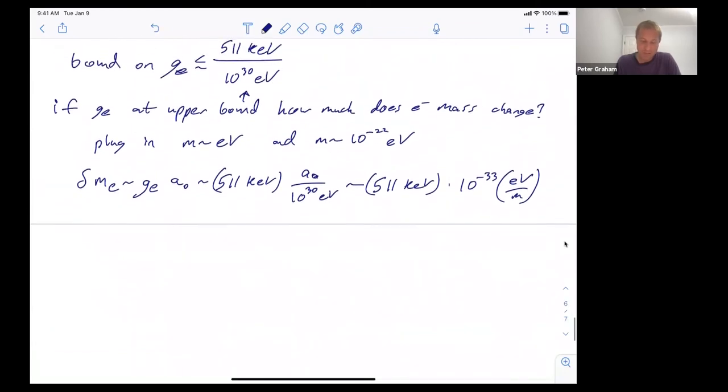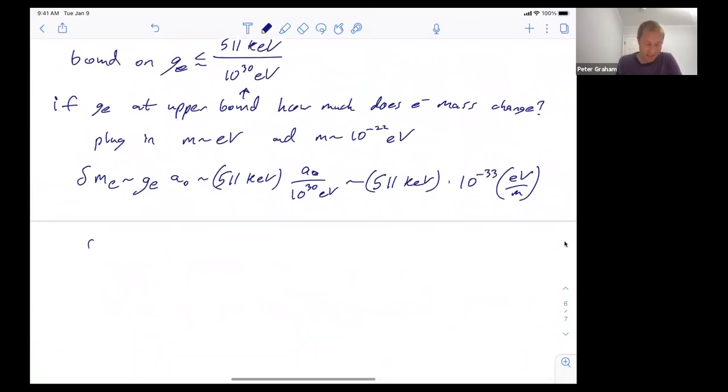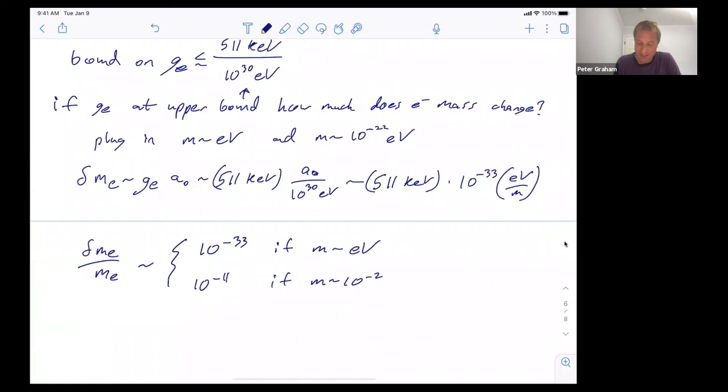Or in other words, the fractional change in the electron mass, delta ME over ME, fractionally how much it varies, is 10 to the minus 33 if the mass of the dark matter is at that upper edge around an electron volt. But it does get a whole lot bigger, all the way up to 10 to the minus 11 if the mass is at the very left edge, the lightest possible mass, 10 to the minus 22 eV. Okay, so first, is that clear how I got that? Are there questions on this, on how I got this?